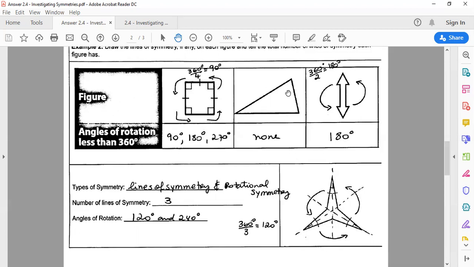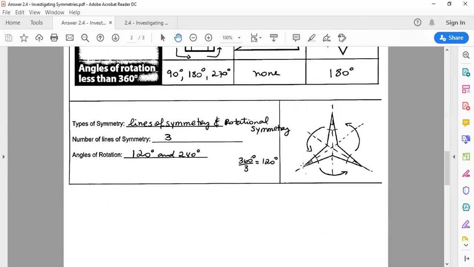The triangle that we looked at above is the same one. There's no way I can rotate this and go back to the original unless I rotate it 360 degrees. So this is none. There's no angle of rotation less than 360. And if we look at this arrow, I can rotate it up and then rotate it again down. So that's 360 degrees divided by 2, and I end up with 180. If I rotate this arrow 180 degrees, it falls on itself, and I get the same shape.